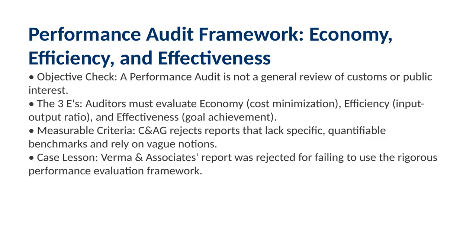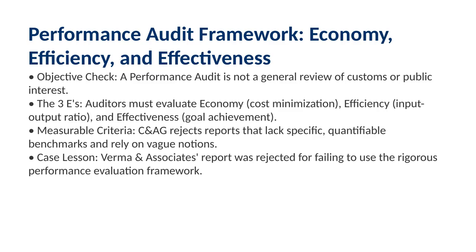Now, let's analyze the situation with Verma and Associates and MAP Limited. The C and AG appointed them for a performance audit, but the firm conducted the audit based on public interest and publicly accepted customs. The C and AG rejected the report. Why? Because a performance audit is not a general check of customs. It is specifically designed to evaluate economy, efficiency, and effectiveness.